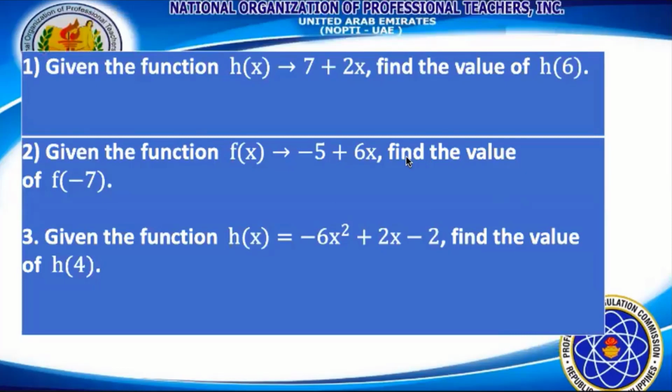By substitution, given the function h of x is equal to 7 plus 2x, find the value of the function h, which is 6. So, kumbaga, itong 6, isa-substitute mo lang dito sa value ng x. Kasi itong h na yan, ito yung function na sinasabi, yung first component, which is x. Tapos, yung x na yan has a value of 6. Yun yung isa-substitute mo dito.